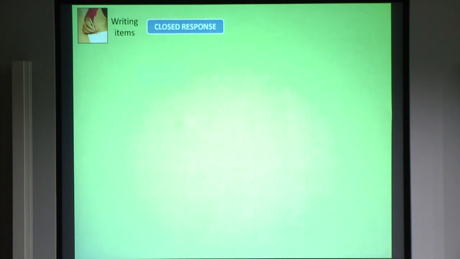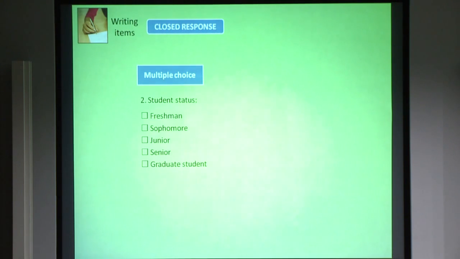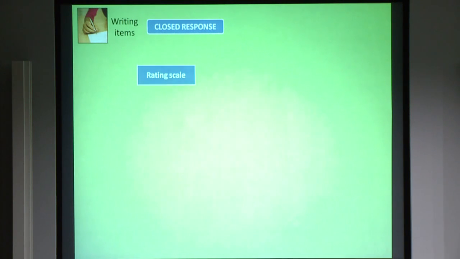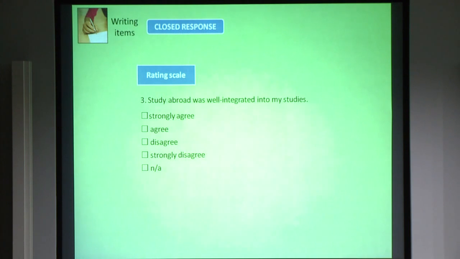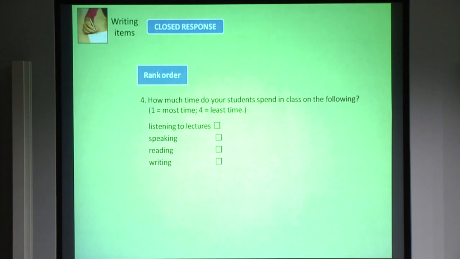Types of closed response items. Alternative, so did you study abroad during your undergraduate studies? Yes, no. Dichotomous, some people call that. Multiple choice, student status, etc. Rating scale. Study abroad was well integrated into my studies. So they rate from strongly agree to strongly disagree. It's a scale of rating. Rank order. How much time did your students spend in class on the following? Listening to lectures, speaking, reading, writing. And so respondents would indicate, 1 through 4, 1 the most amount of time, 4 the least amount of time.